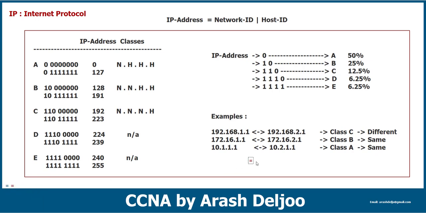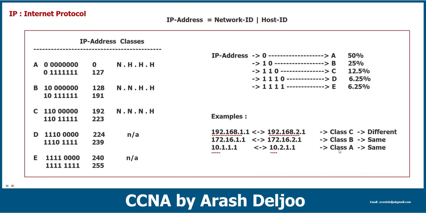Here, we have one important notation. Look at here. In the first example, 192.168.1.1, as you can see, these 2 IP addresses are residing in class C. Because of that, we should compare 3 parts, okay? And because of that, these 2 addresses are not residing in the same network. They are residing in different networks. But in the third example, we have a class A address, 10, and in class A we only need to compare the first octet. Because of that, in class A, these 2 addresses are residing in the same network.